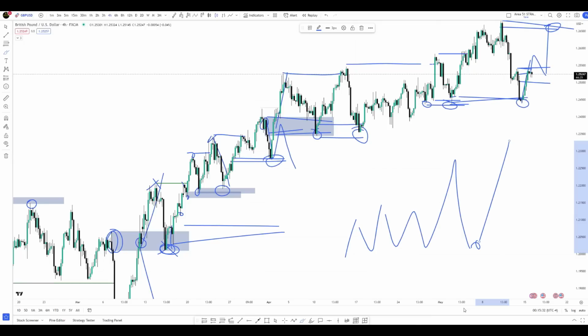And always look out for the news, because sometimes while you're trying to take a trade, there is a high impact news that comes out, and then that will mess you up and you're going to end up losing money. So always be cautious, always be careful, and do the right thing.